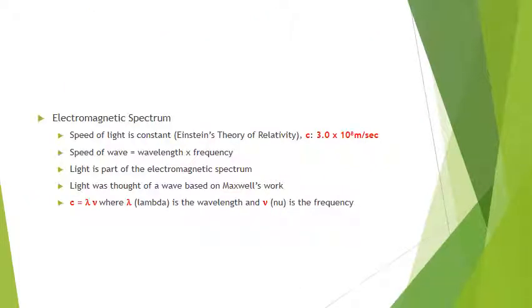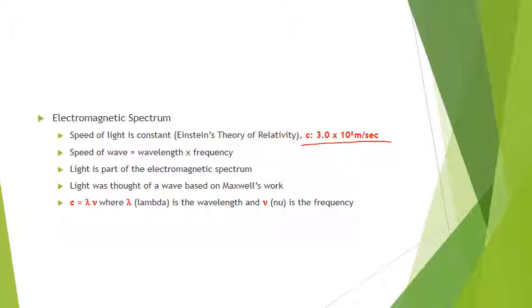All right, so now let's apply this to light, because light was considered a wave from Maxwell's discovery. The first thing he said, and from the theory of relativity, is that the speed of light is constant. We know the speed of a wave is wavelength times frequency.